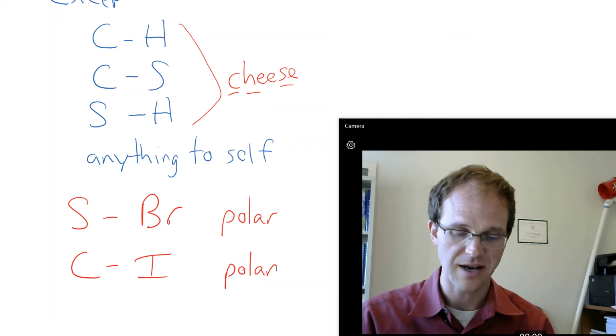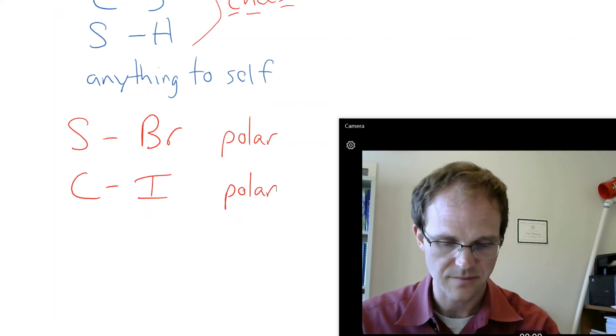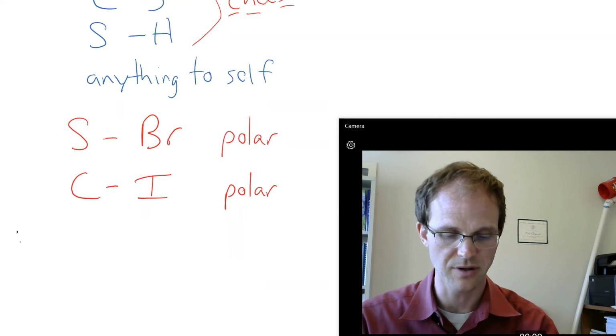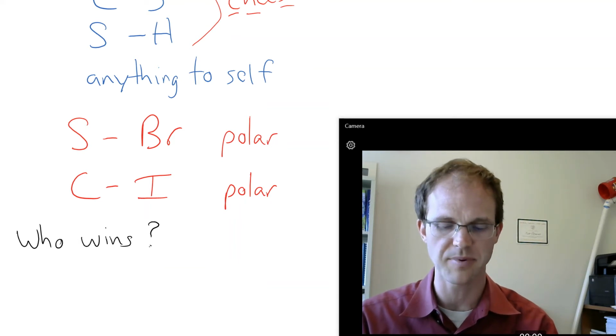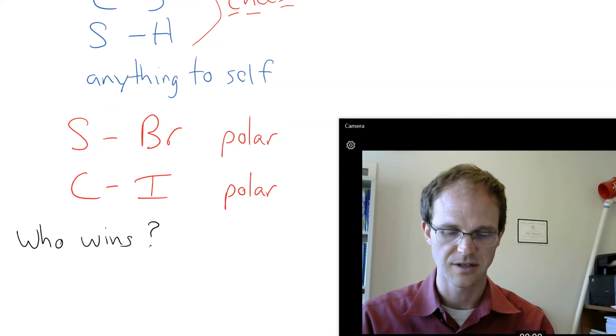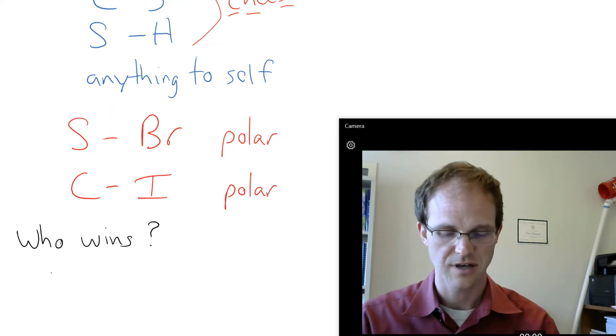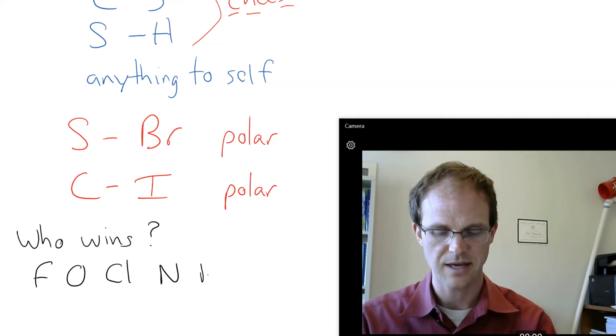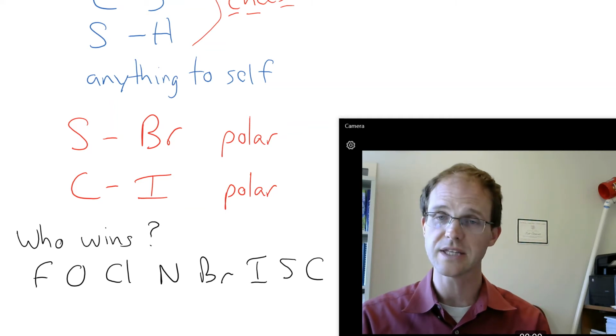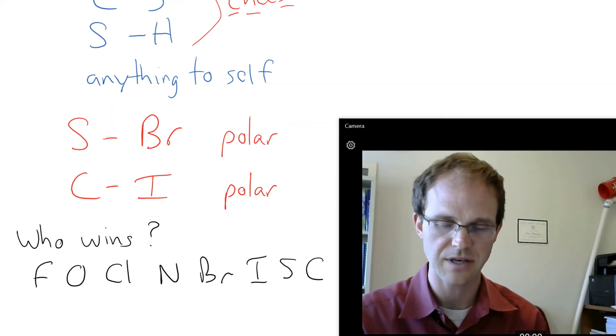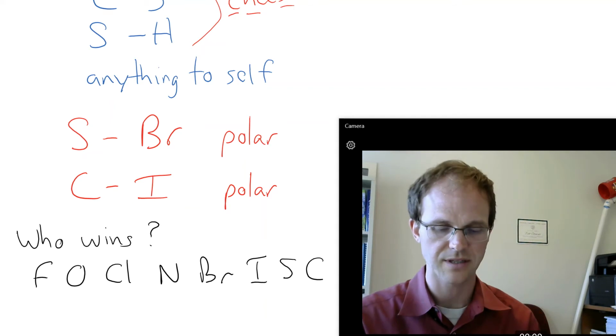Okay? Now, how do we know who wins? This just tells us whether it's polar or not. How do we know who wins? Who's going to be the negative? Who's going to be the positive? And it turns out to matter. Well, you could look up the electronegativity values. I just remember a little acronym, FOCL, NBR, ISC, Focalin-Brisk.